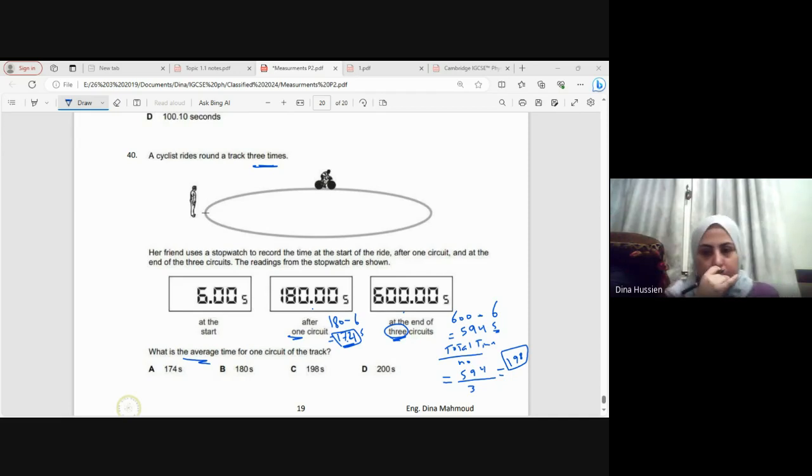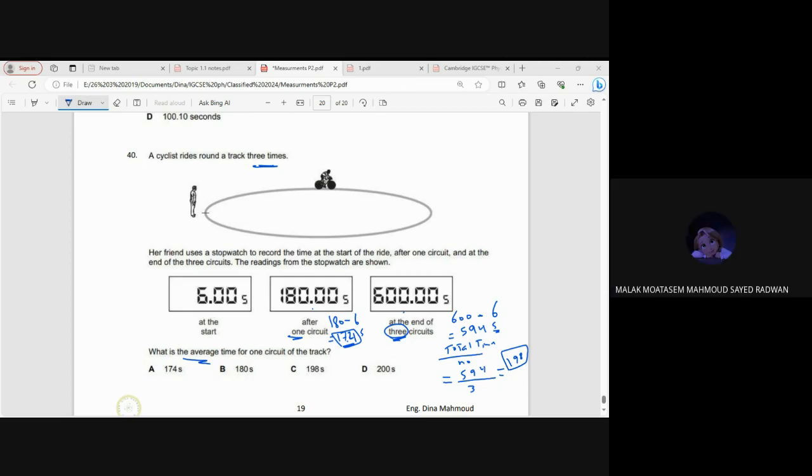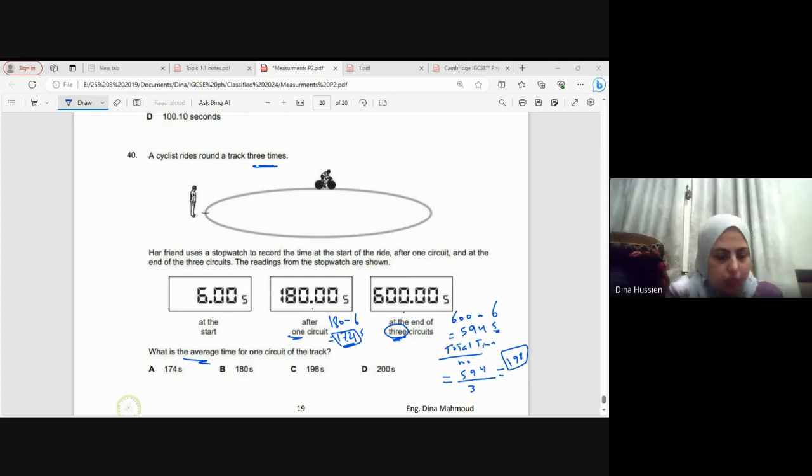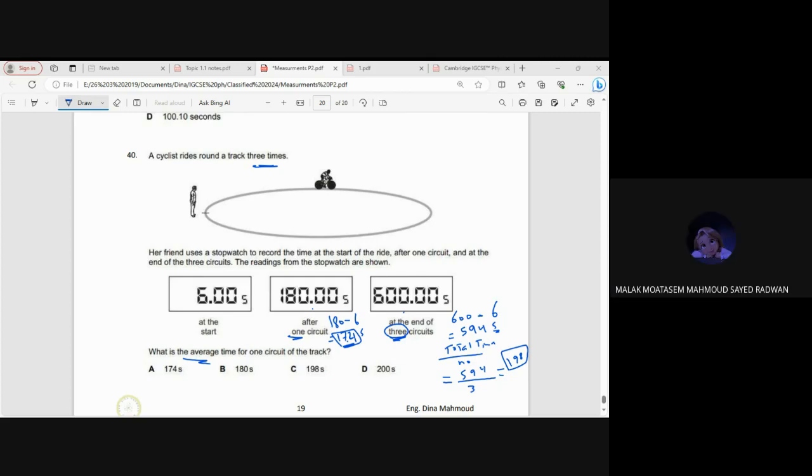Okay, في ناس started to write the answer. Malaki raised your hand, okay? Miss, there's something that I did not understand. ايه هو حبيبي؟ Miss, you subtracted 600 by 6, right? Why would not you subtract it by 18?